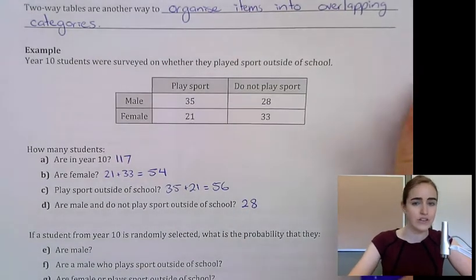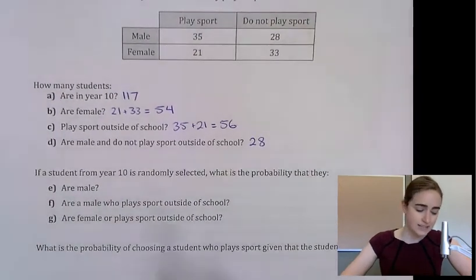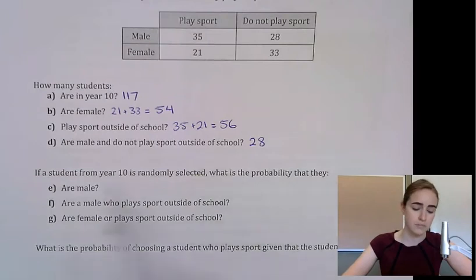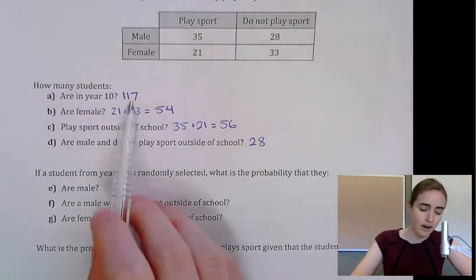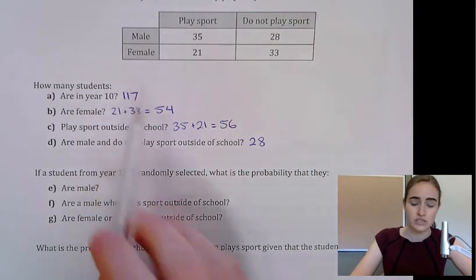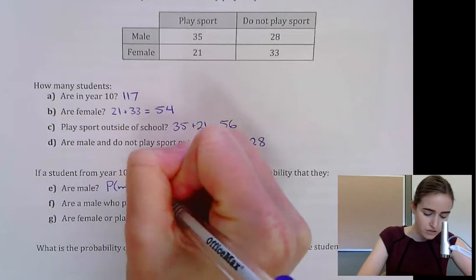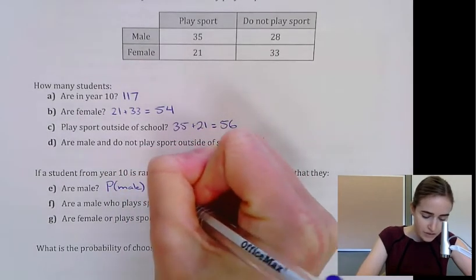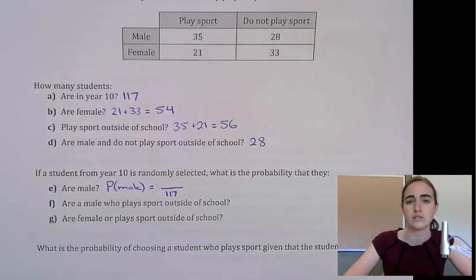Right, now let's start having a look at some probability questions. So our question says, if a student from Year 10 is randomly selected, what is the probability that they are male? So first off, we know that there are 117 students in total. So the probability of a male student being chosen, the denominator there is going to be 117 because we know that there are 117 students in total.